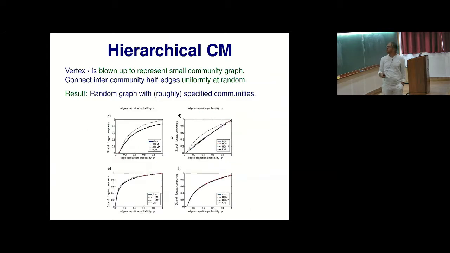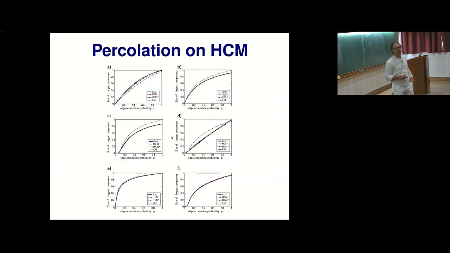One way of doing that is by investigating what happens in such a model when you apply percolation to it. You could do all sorts of other things, but what you see generally is that these HCM models perform way better than the original configuration model because they take the clustering in more detail into account. So for example, let's take this one here. This is one real-world network.